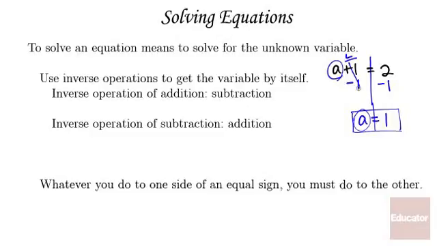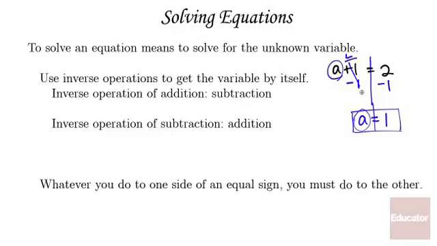Well, this goes away, right? We want it to go away because we want to get the variable by itself. We want to isolate the variable. That's why we had to subtract the 1. This becomes a equals, and then 2 minus 1 is 1.